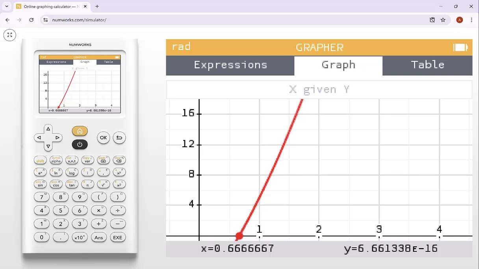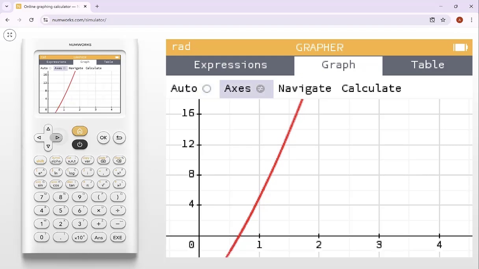When you see y equals with an e in it, that's scientific notation. It's probably a really, really, really small number, in which case it's basically 0. So your x-intercept is at 0.666, y equals 0. So right where we expected it to be.